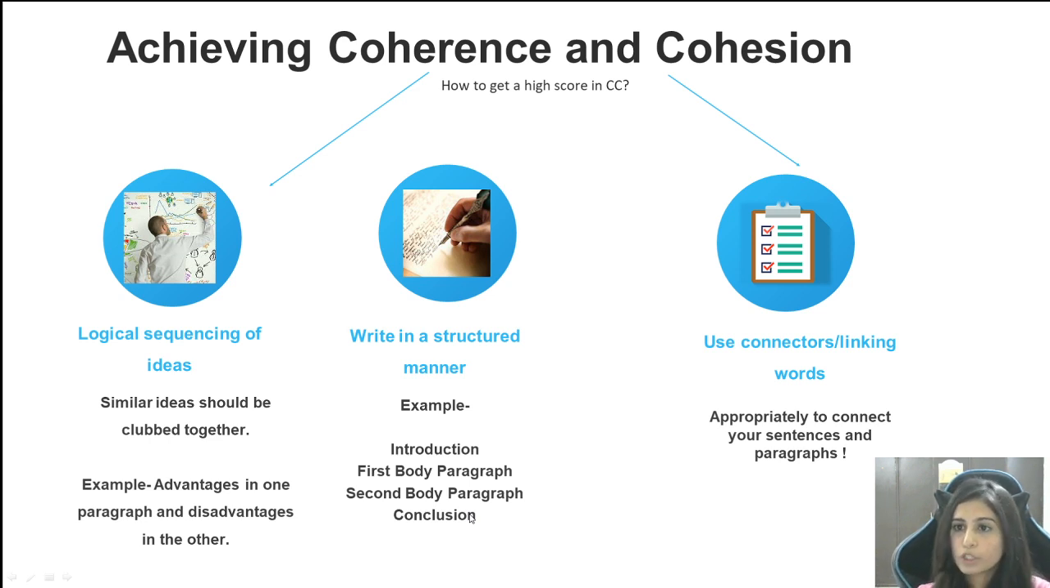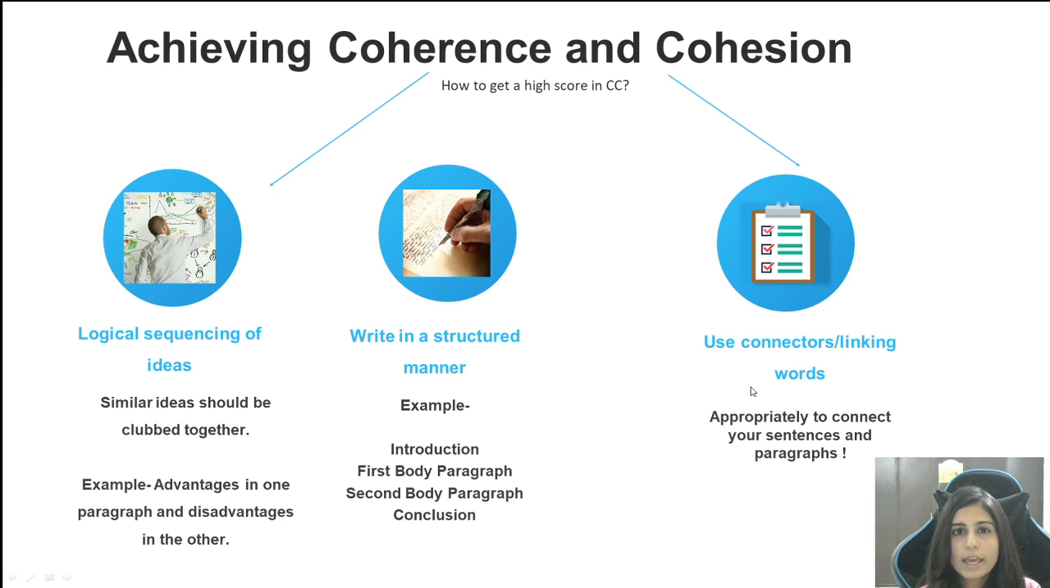What about cohesion? Cohesion basically means how well you connect your sentences with each other and the paragraphs with one another. So you have to connect one sentence to another and also one paragraph to the other. There should be a smooth transition from one paragraph to another. It should not feel abrupt. It should not feel like there's some hiccup, or it's not very smooth. It should feel flawless while someone is reading your essay.